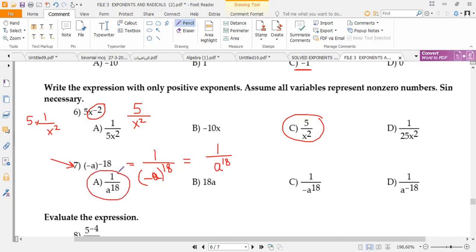Hey guys, is it clear? Maryam? Yeah. Leen? Yes. Salma? Jumana? Yes, it's clear. Okay, did you write?